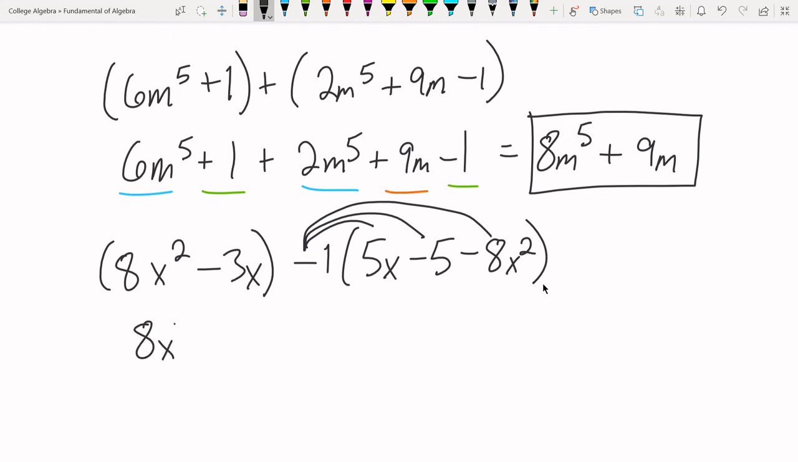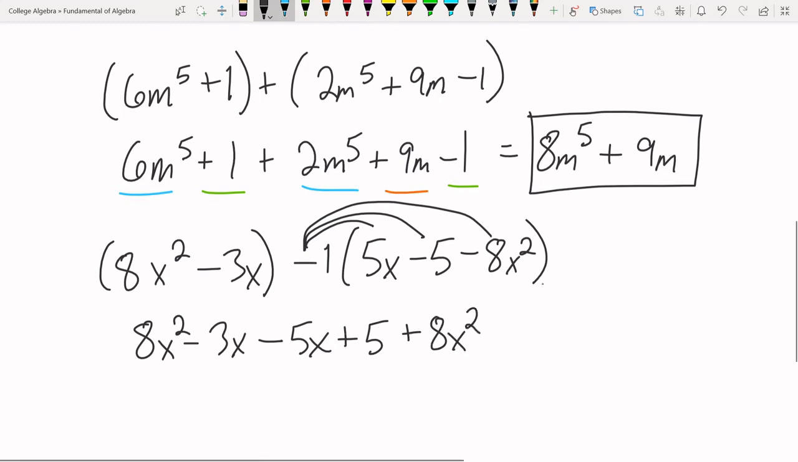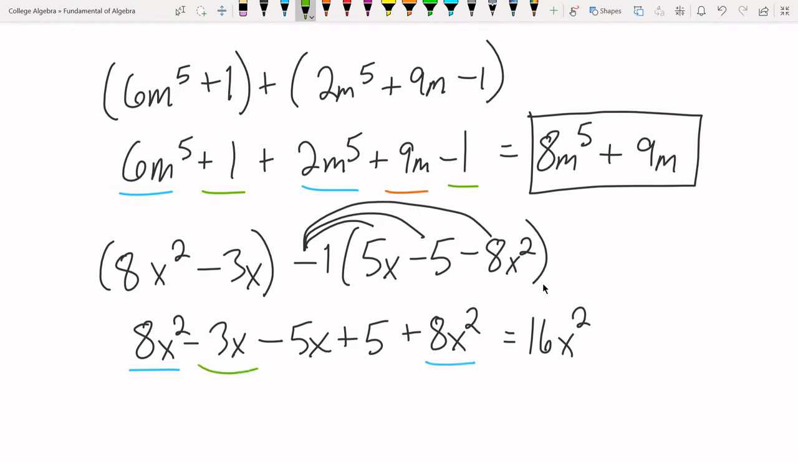Then we have 8x squared minus 3x. Then we have minus 5x plus 5 plus 8x squared. And at this point, we're just combining like terms. So we have an 8x squared plus an 8x squared. Oops, gives us 8 plus 8 is 16, so we get 16x squared. Then we have negative 3x minus 5x. Gives us a negative 8x.